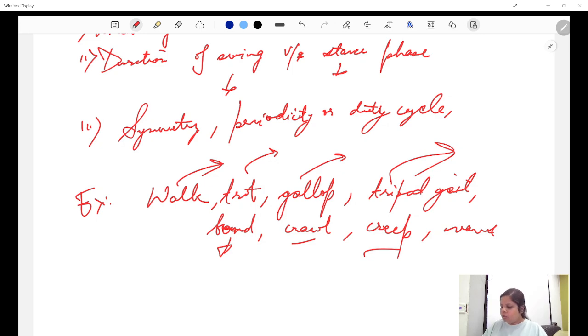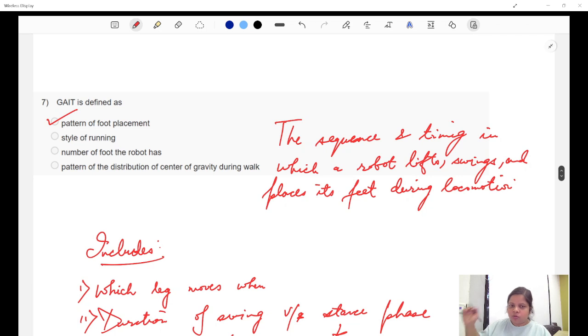Okay, so the second option was that it is a style of running. Gait isn't about running. It includes walking, trotting, crawling, etc. The other option was the number of feet the robot has. That's leg configuration, not gait. Gait is how those legs are used. And the last option is the pattern of the distribution of center of gravity during walk. That's related to stability and balance, not the formal definition of gait itself, right? So these are not correct, and your correct option is pattern of foot placement.